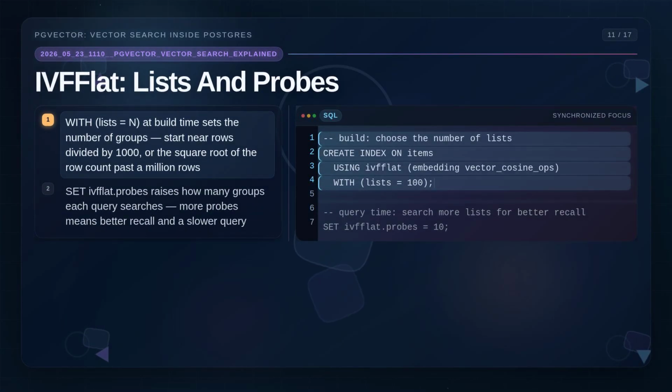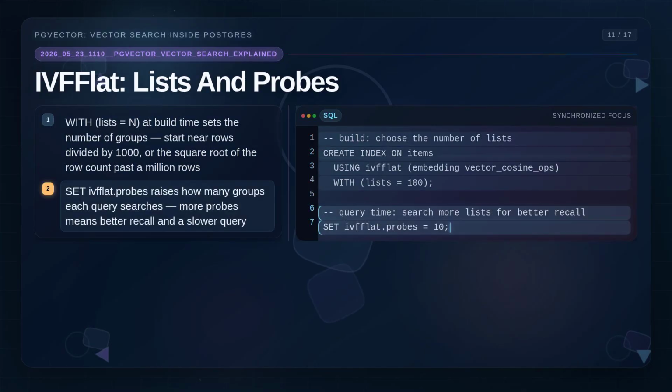Let us tune IVFFlat because it has exactly two knobs and they are easy to reason about. The first knob is set at build time when you create the index. It is the number of lists, the number of groups the vectors get divided into. The project recommends a simple rule of thumb. For tables up to about 1 million rows, set lists to your row count divided by 1000. Past 1 million rows, use the square root of the row count instead. More lists means each group is smaller, so a query that searches a fixed number of groups touches fewer vectors and runs faster, but it can also miss neighbors that fell into a group you did not search.